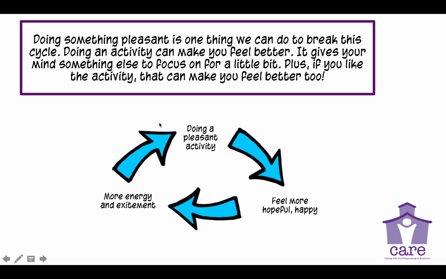And so one way to break that cycle is to do something pleasant. When you do an activity that makes you feel good, that you enjoy, it can make you feel better. It can give your mind something else to focus on for a little bit. And so you might have a new cycle here where you do a pleasant activity, an activity you enjoy. You might feel more hopeful, you might feel happier. That might give you more energy and excitement, and then you can do activities because you have that energy to do so. So you can walk students through that concept there.